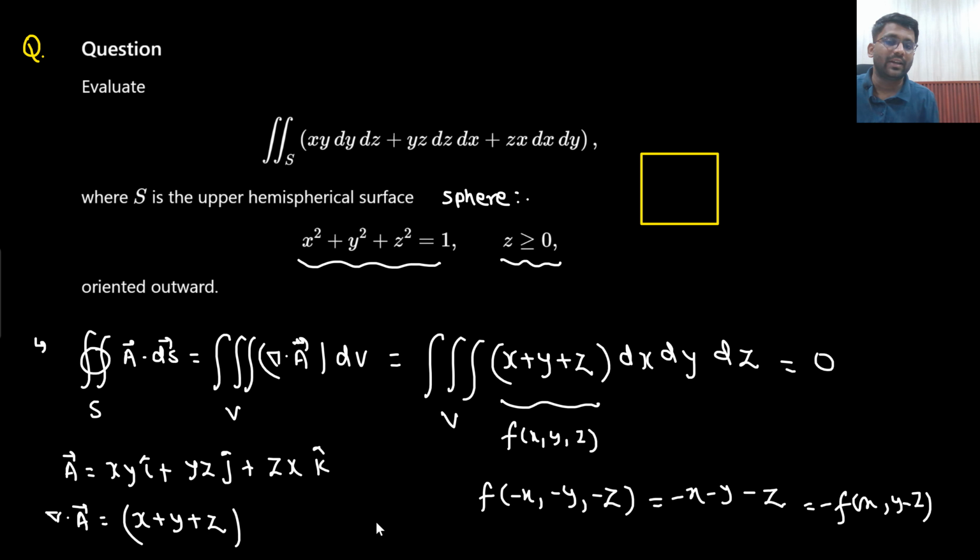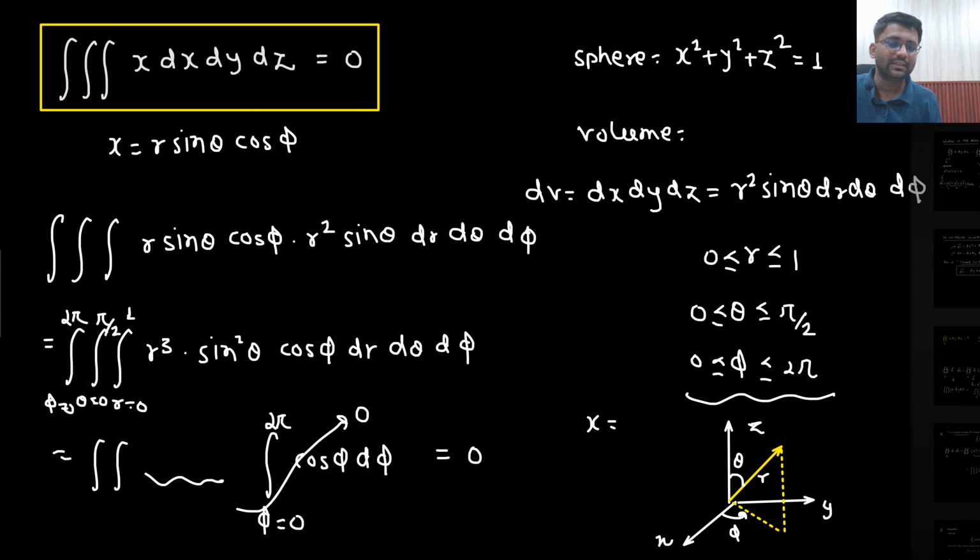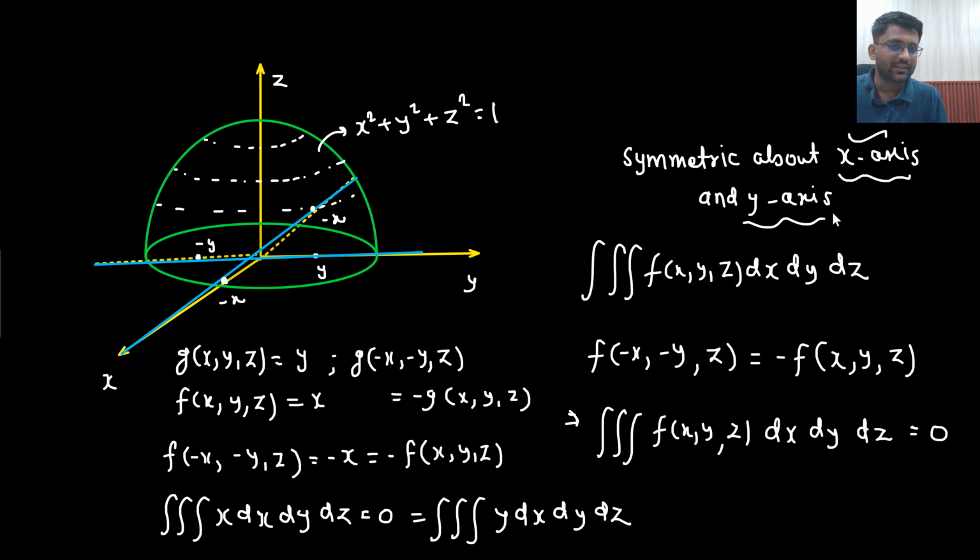But actually it is not a sphere, it is a hemisphere which is not symmetric about the z axis. It is symmetric about the x axis and the y axis, but not symmetric about the z axis, because only for z greater than 0 it is available, no? So not symmetric about the z axis.